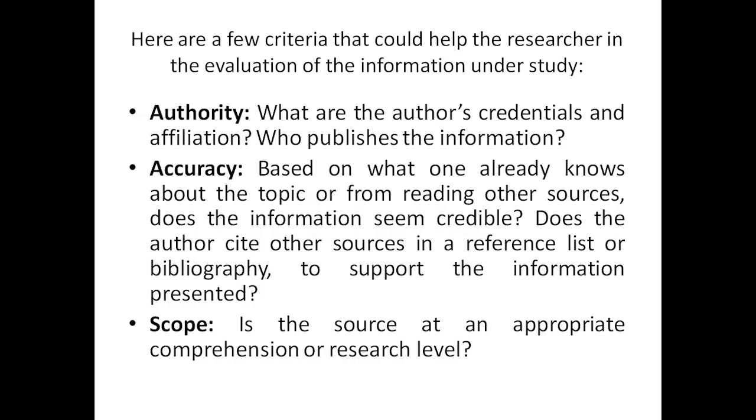Then you can go with the accuracy. Based on what one already knows about the topic, or from reading other resources, does the information seem credible? That is also very important. Does the author cite other resources in the reference list or bibliography to support the information presented? That is also very important.